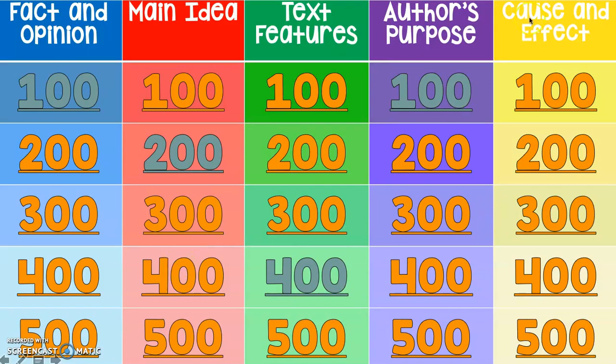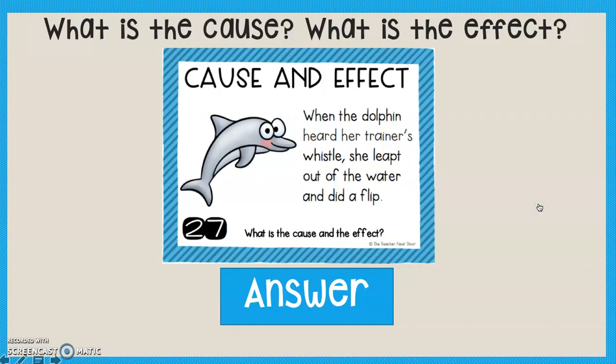All right, we haven't done cause and effect yet. Let's go cause and effect 300. What is the cause? What is the effect? When the dolphin heard her trainer's whistle, she leapt out of the water and did a flip. So remember, the cause has to happen first, and the effect is what happens because of it. So what happened first, and what is the effect, or what happened because of it?